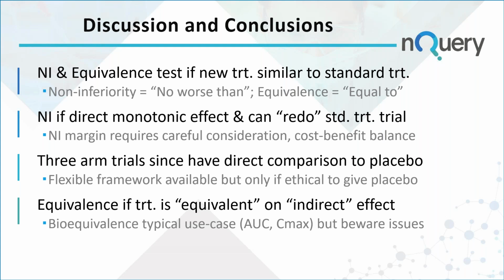And the NI margin requires careful consideration and obviously discussion with the regulator or any other body that you're dealing with. And there's a cost-benefit analysis there in terms of administration, safety, and stuff like that. 3-arm trials, if they are allowable due to ethical considerations, allow you to add a direct comparison to placebo, which removes the assay sensitivity problem, and there's a flexible framework available in that case.